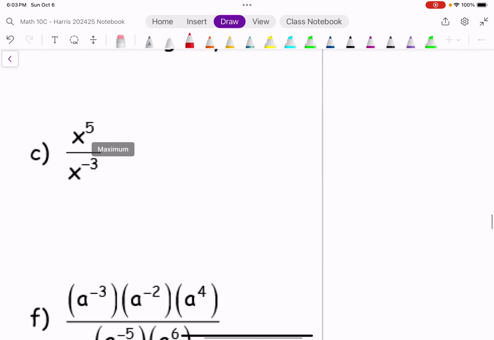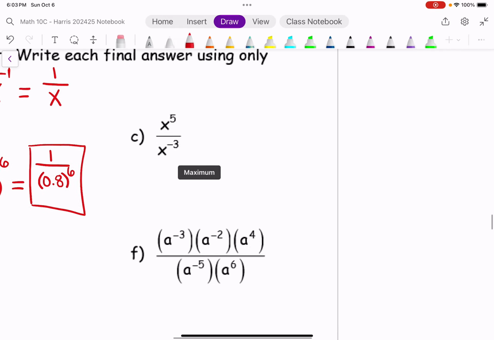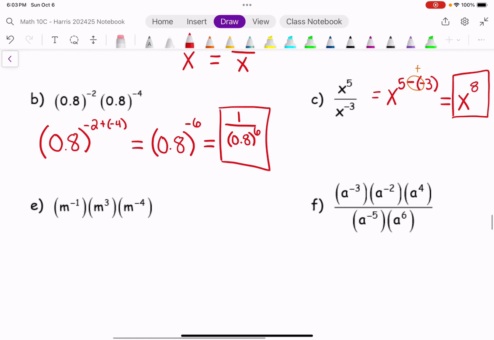Let's go to this one. So C, this will be one of the last ones that I do because it is just a recap. I have x to the power of 5, and then I'm subtracting negative 3. So 5 minus negative 3 turns into a plus 3. So my answer is going to be x to the power of positive 8. My answer is positive, so I'm leaving it at that.